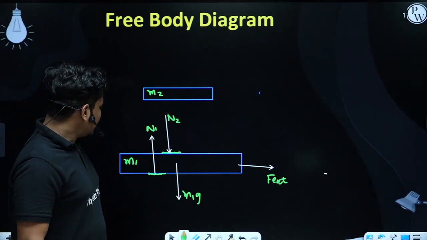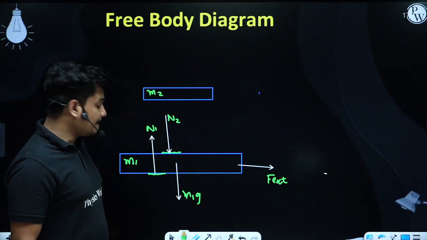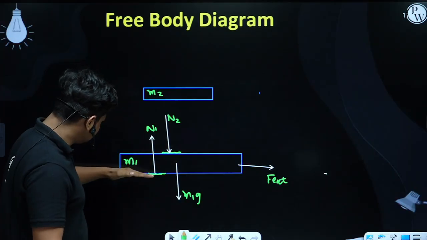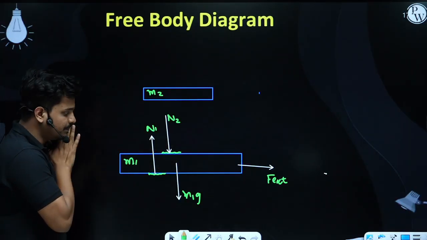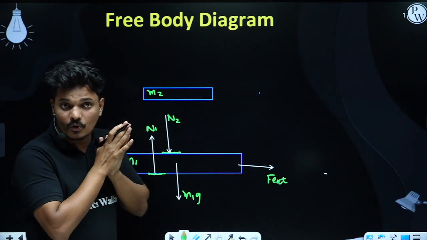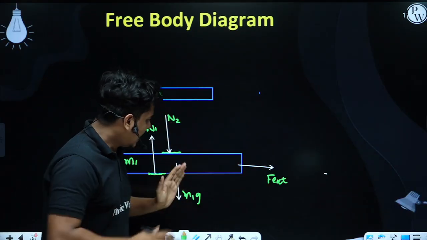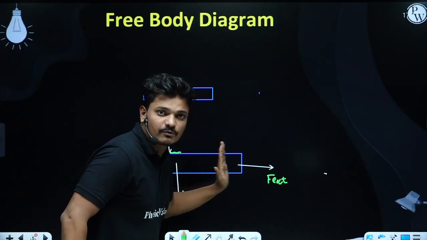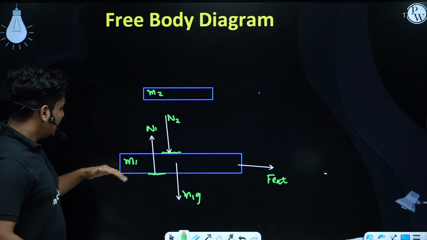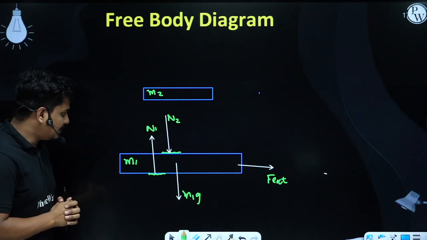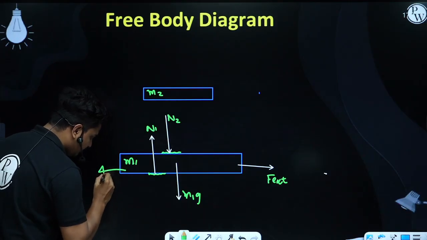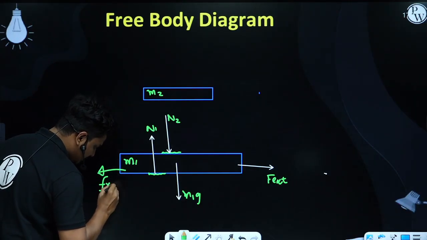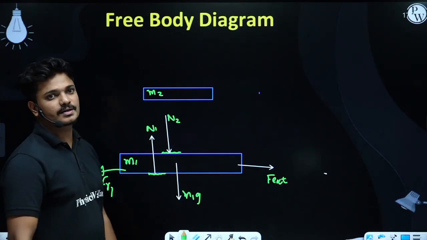Then how can we draw the frictional forces? We know there are two contacting surfaces, so two frictional forces must be present here, and we know frictional force always resists the motion. So if this external force is in this direction, then frictional force resists this motion. That means this is our one frictional force, represented by FR1.